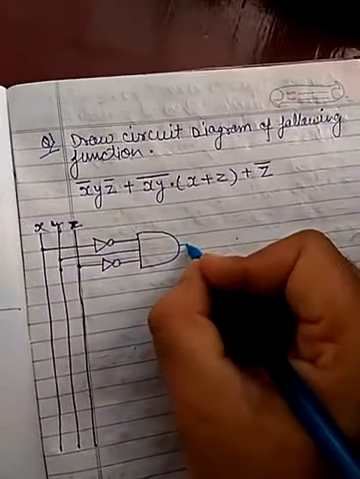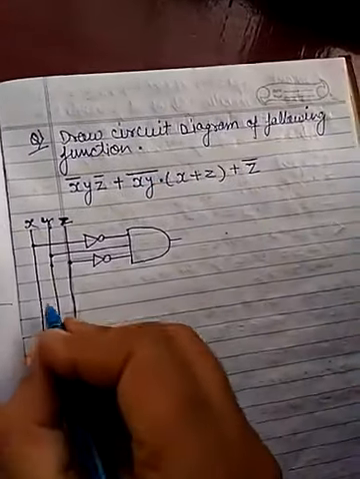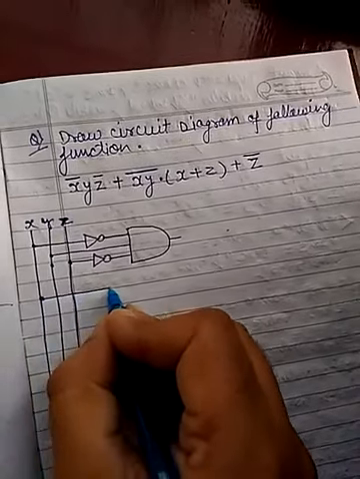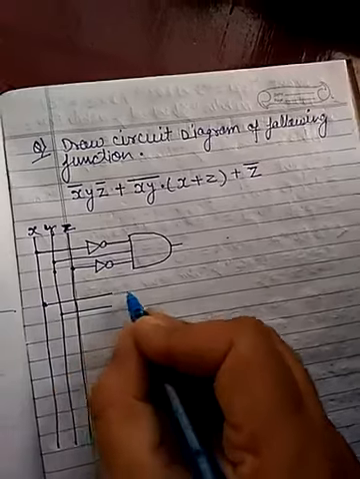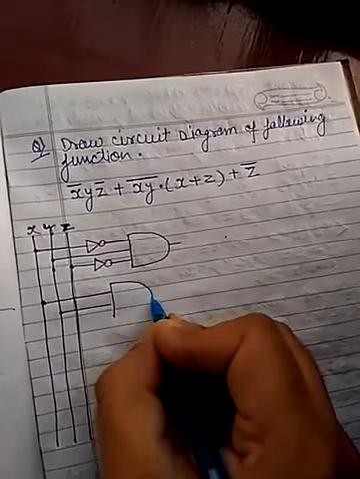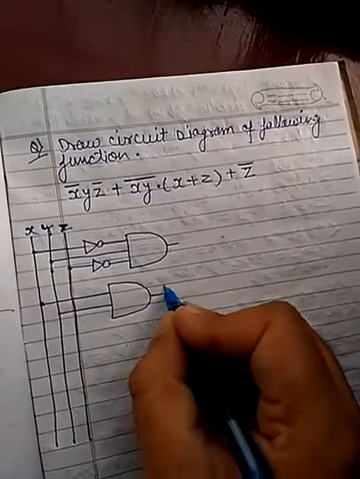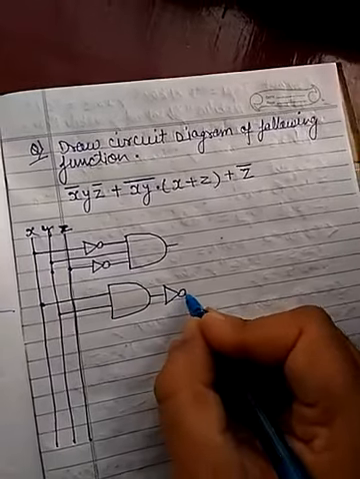So this is the first term. Now the second term, (xy)'. X we have connected with x, then we have connected with y, and we have multiplied it. So for multiplication we have used AND, and after that it is a NOT, so after that it is a NOT.